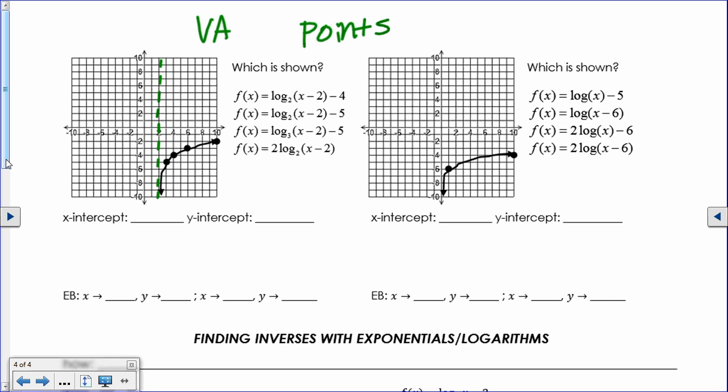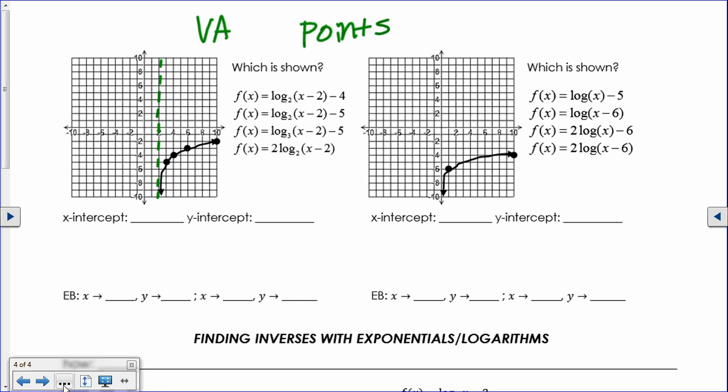Do any of these not have the vertical asymptote of 2? No. They all have the correct asymptote plugged into the equation. So we can't narrow down our options based on the vertical asymptote. So what we're going to do now is compare the logbase points. See how I have some exact points on this graph? We're going to find the points for each of these graphs and see which ones will work.